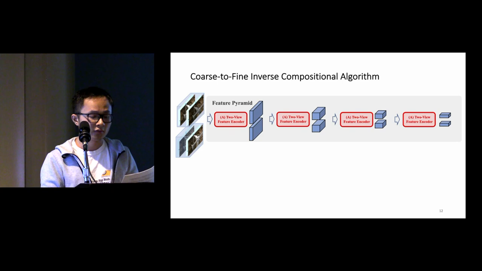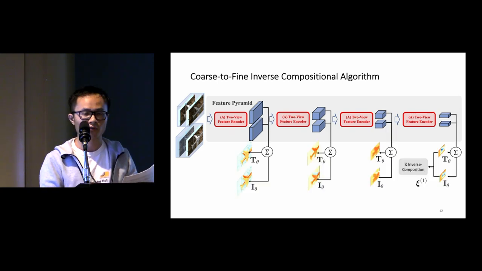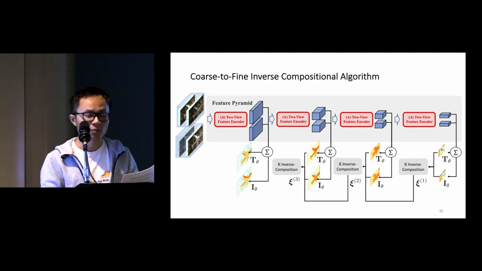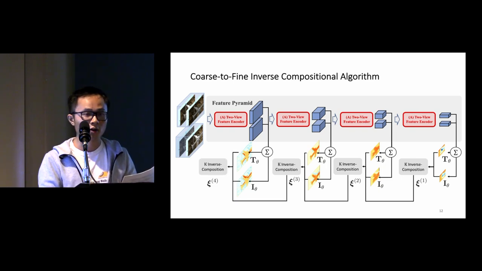Like the classical inverse compositional algorithm, we also perform our deeper inverse composition at the feature level. It makes the algorithm more efficient in the computation, and it also helps learn the features with a bigger receptive field.